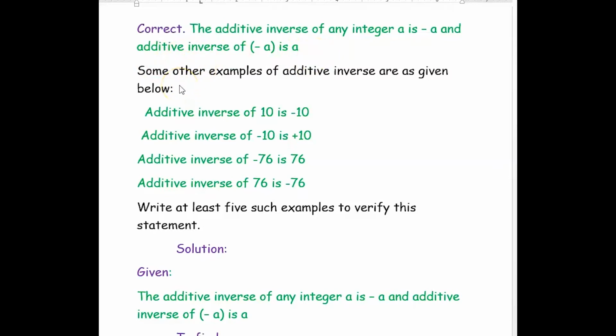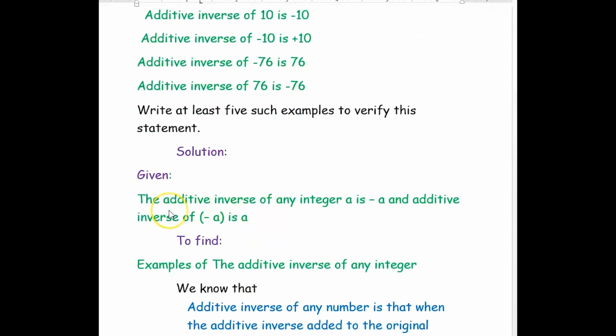They have given some examples of additive inverse as given. The additive inverse of 10 is negative 10. Here it is meant positive 10, so its additive inverse is negative 10. And the additive inverse of negative 10 is positive 10. The additive inverse of negative 76 is positive 76, and the additive inverse of positive 76 is negative 76. So the question is, write at least 5 such examples to verify this statement.